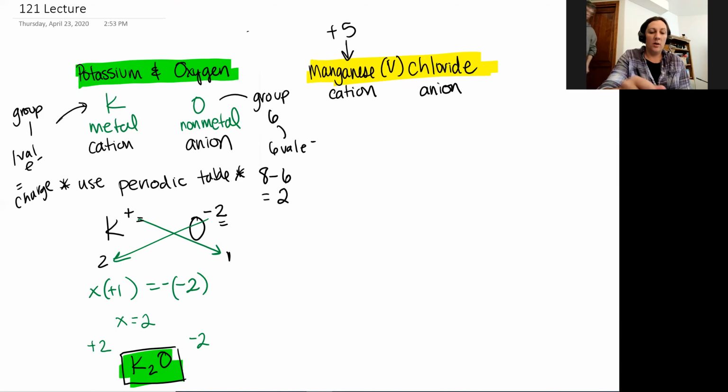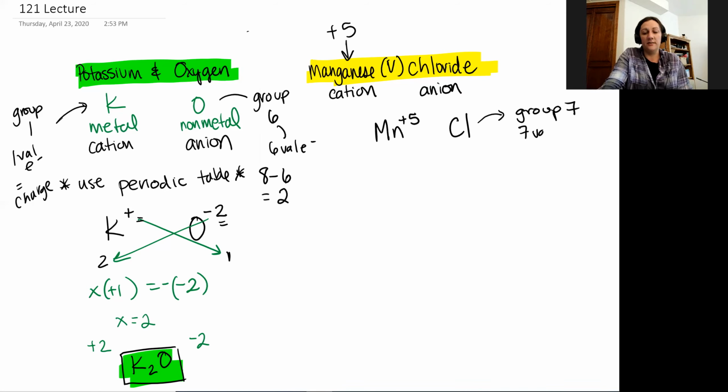So we're going to take our cation and write it out. Our manganese element symbol is Mn. And if it has a +5 charge that the name's telling us, we'll add the +5 here. Our chloride ions, we will have to determine from the periodic table, just like we did in our previous example. So if we look at the chlorine atom on the periodic table, we'll see it's in group 7. It has 7 valence electrons. So to determine its charge, I'm going to take 8 and subtract that group number, 7, for 1. That means my anion will have a magnitude of charge of 1, so it'll be a -1 value.